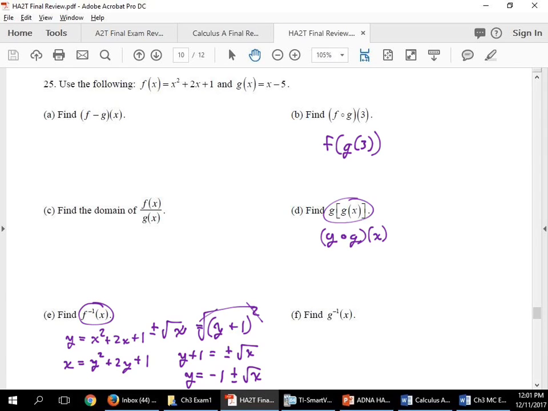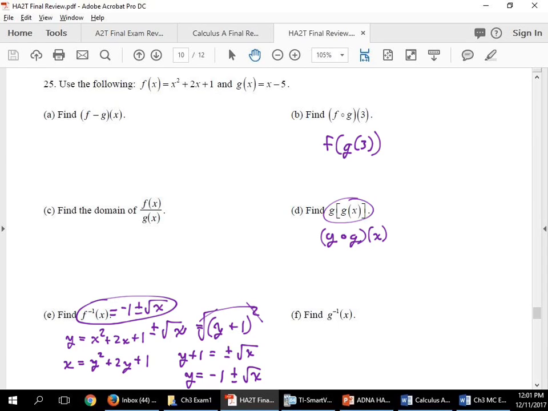Is this a function? That's the trick. Is it a function? This one that we're doing right now. -1 plus or minus the square root of x. Is this a function? No, that is not a function. How do you know? Because you're going to get two different y values for one x value. See the plus or minus sign?